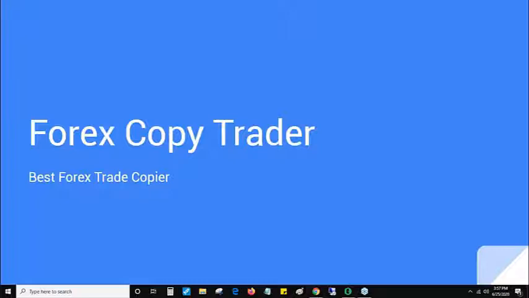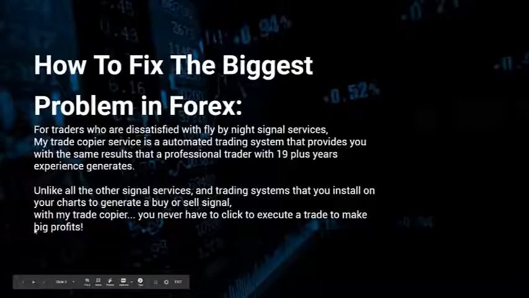So let's get started. As it reads here, we're going to talk about the Forex copy trader, and the name of my company is Best Forex Trade Copier. It's bestforextradecopier.com, and we're going to talk about how to fix the biggest problem in Forex.